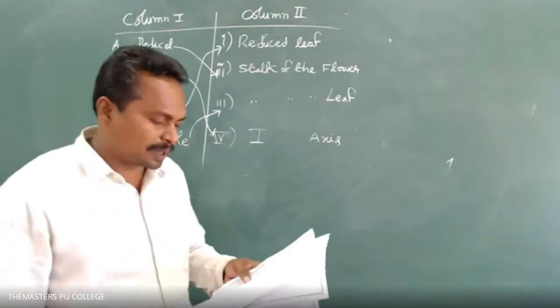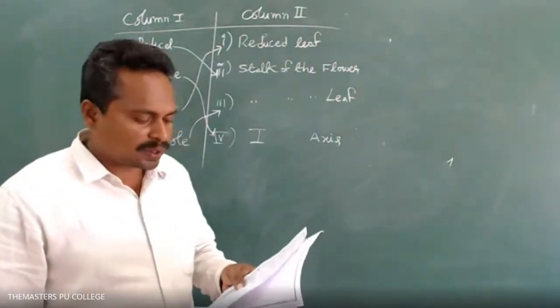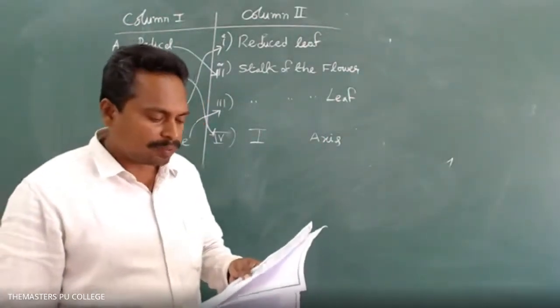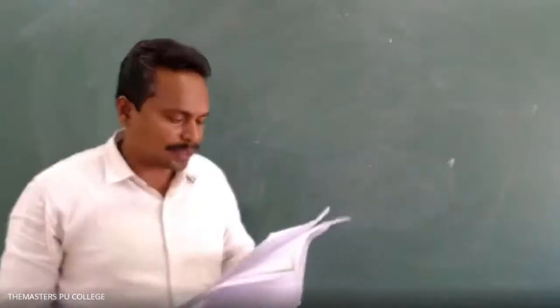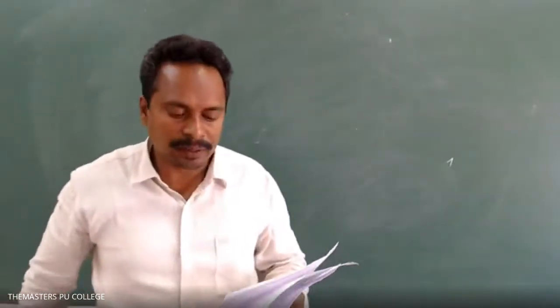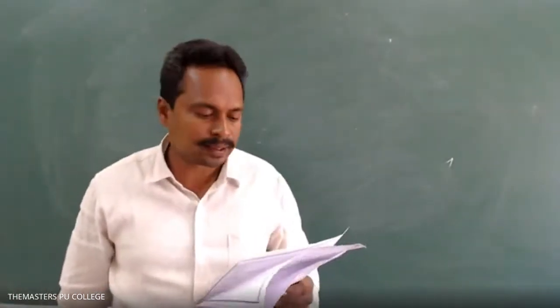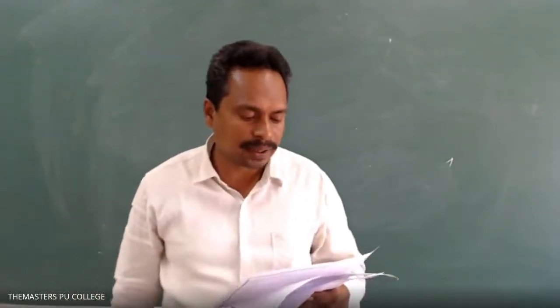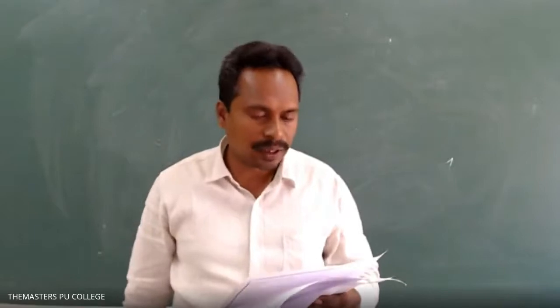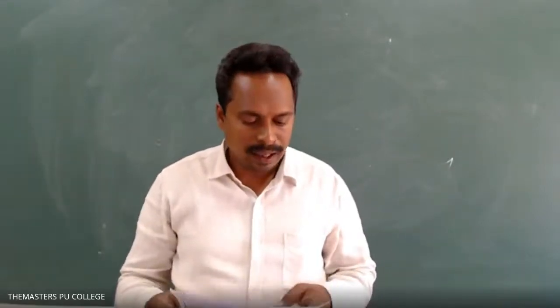Next, if the gynoecium is present in the topmost position of the thalamus, then the flower is referred to as hypogynous. Option 1 is hypogynous, option 2 is perigynous, option 3 is epigynous, option 4 none of these. Very good, Tanisha. That's hypogynous.